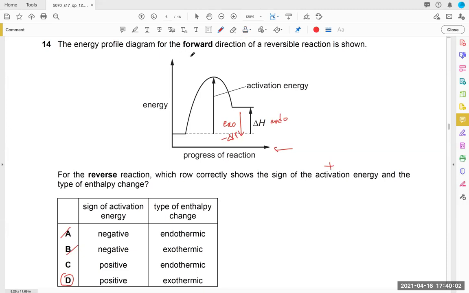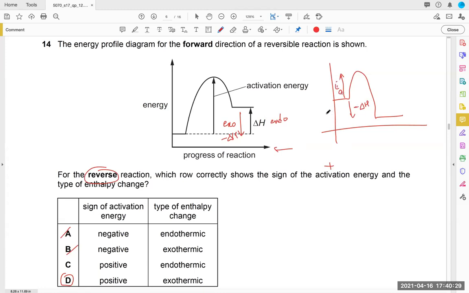I'll do it again. So it's saying that the energy profile diagram for the forward direction is shown. This diagram right now is the forward direction. In the reverse direction, it's going to be the exact opposite of it. और वो हमसे क्वेश्चन रिवर्स रिएक्शन के पूछ रहा है, तो वो इसके ऑपोजिट वाले के पूछ रहा है. So our activation energy is positive and delta H is negative. Okay, so that's what the questions are about.